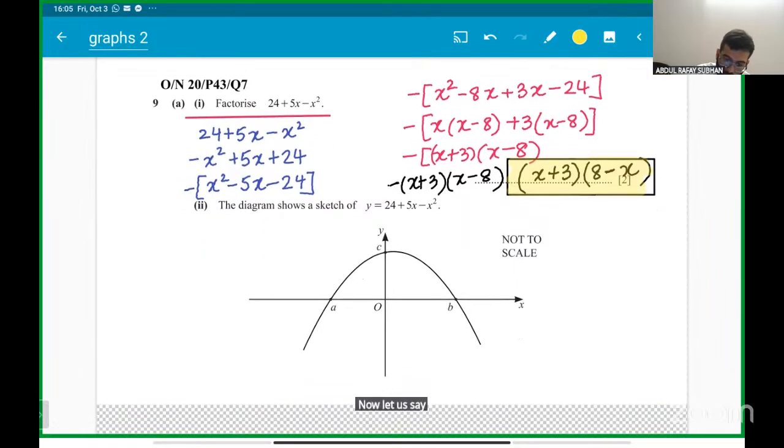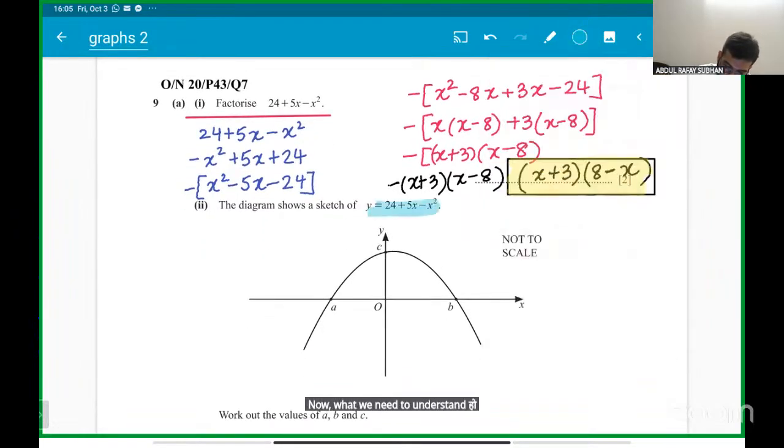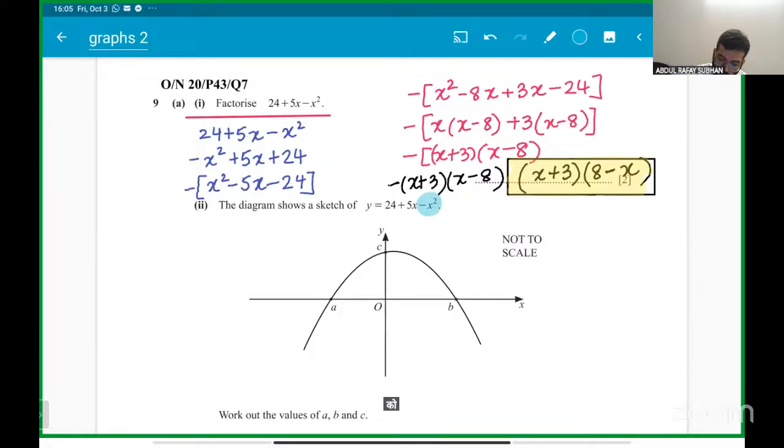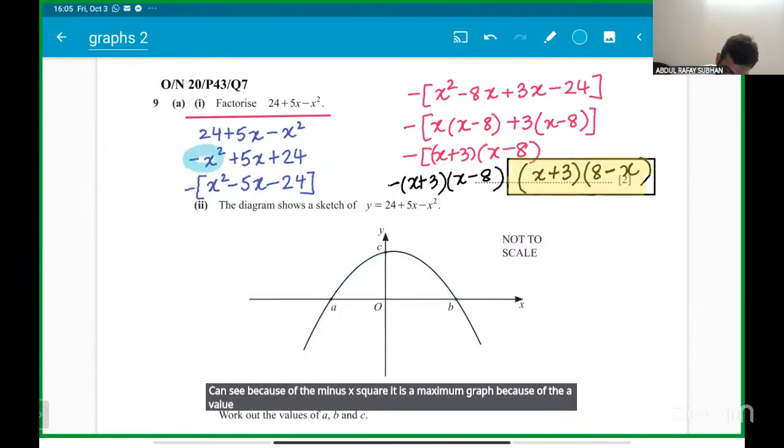Now, the diagram shows a sketch of y equals 24 plus 5x minus x squared, and this is the curve. As you can see, because of the minus x squared, it's a maximum graph. Because the a value is minus 1, the a value is less than 0, and that is why we are getting this. That is why it will be a quadratic graph like this one, which has a maximum point.